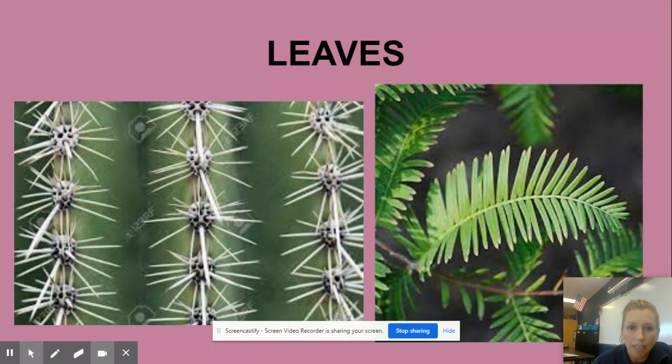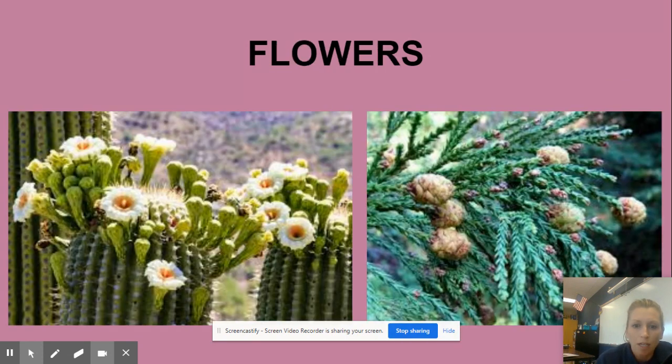Let's look at their leaves. So a cactus does have leaves, but it's a special type of leaf called a spine. Okay, and that's because animals in the desert want to get to the water that's inside of a cactus. So these spines protect it from getting eaten by animals. Okay, and then you can see just the leaf of a redwood tree. And again, this is just where it takes in sun and carbon dioxide and makes its food.